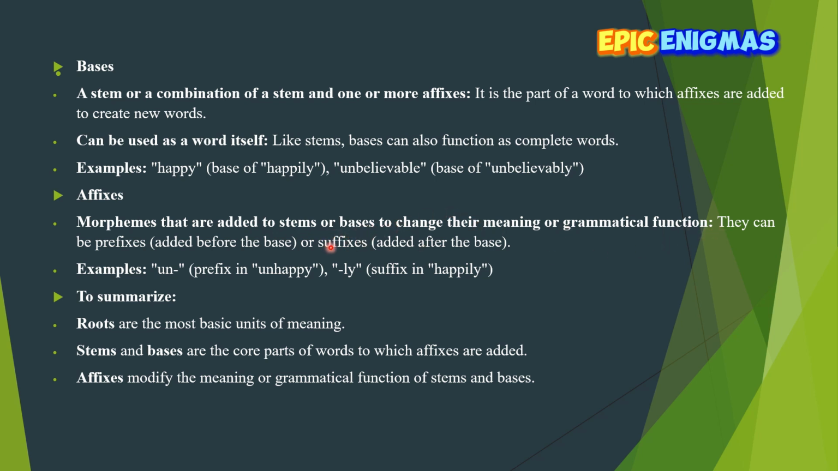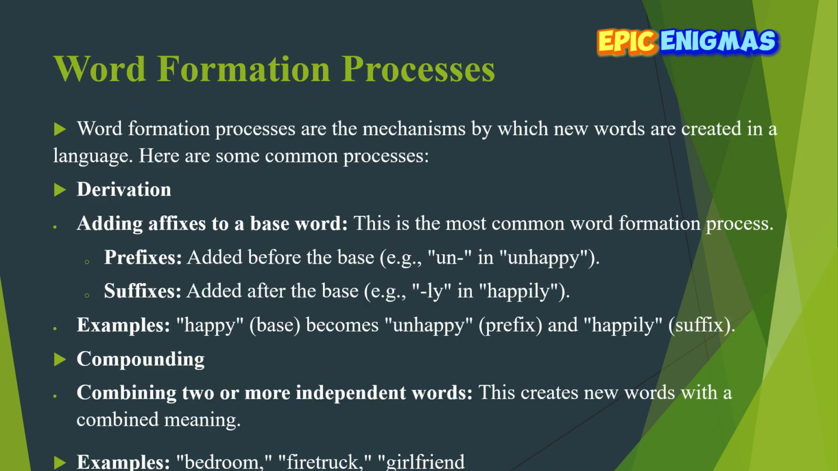They can be prefixes added before the base or suffixes. Example: un, prefix in unhappily, ly, suffix in happily. To summarize, roots are the most basic units of meaning. Stems and bases are core parts of words to which affixes are added. Affixes modify the meaning or grammatical function of stems and bases.